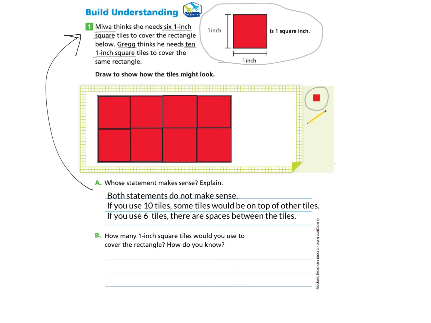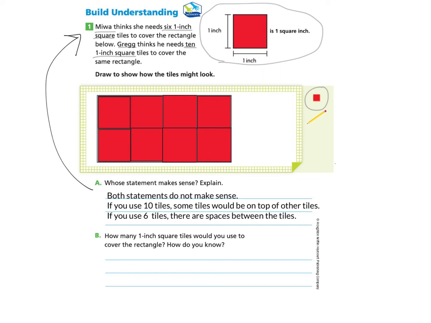I can explain by saying that if I used 10 tiles, then some of the tiles would be on top of others, because I show right here 8 fit perfectly. So if I had 2 more, which would make 10, they'd have to go on top of each other, and that wouldn't work. If I had 6 tiles, well, then there would be space between the tiles and the whole rectangle would not be filled. So this is how I can explain why both of those statements do not make sense.